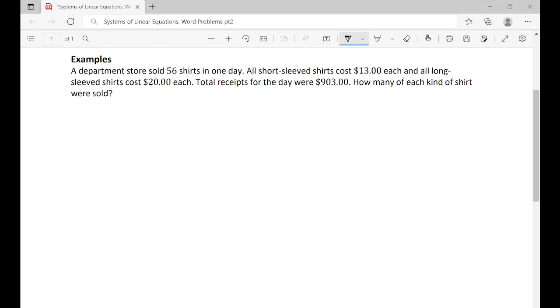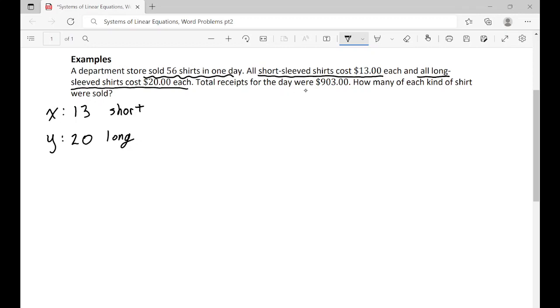So let's start off with establishing what goes where. X and Y. So I know that all short sleeve shirts cost $13. So I'm going to say X is my short sleeve, and each one was 13 bucks. And I'll just write short here so I know what it stands for. Then all long sleeve shirts cost $20 each, so I'll call that my Y. And I'll say long just so I know which one it is. Now I know that I sold 56 shirts in one day and made $903. So 56 sold for 903.